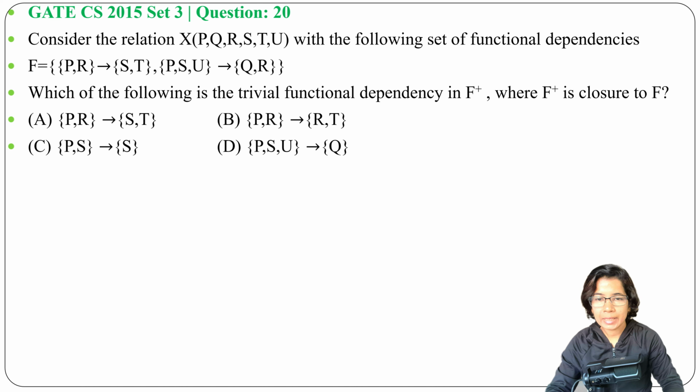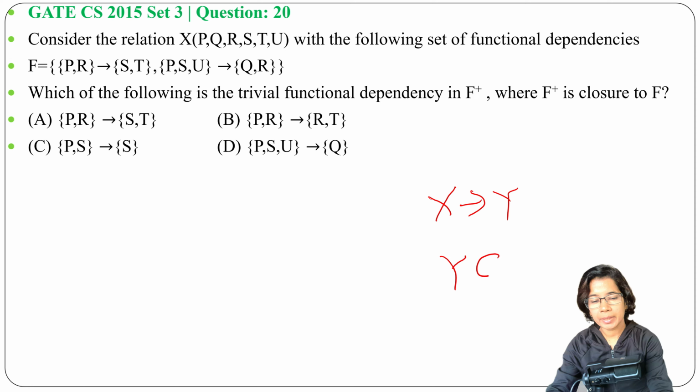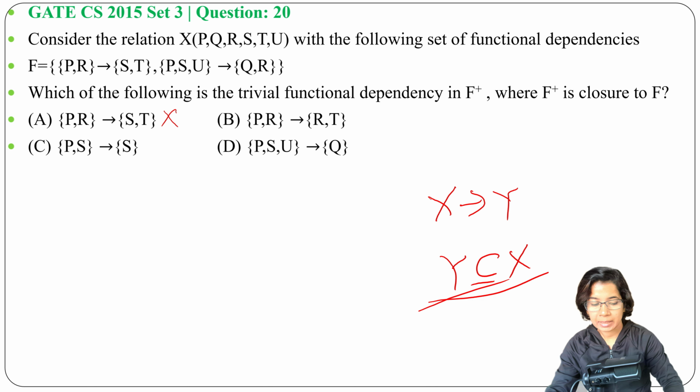First, understand what a trivial functional dependency is. If X implies Y, then Y should be a subset of X. Then only we can say this is a trivial functional dependency. Now check the options. Option A, PR implies ST. This is not a trivial functional dependency as ST is not a subset of PR. Next option B, PR implies RT. This is not a trivial functional dependency as RT is not a subset of PR.